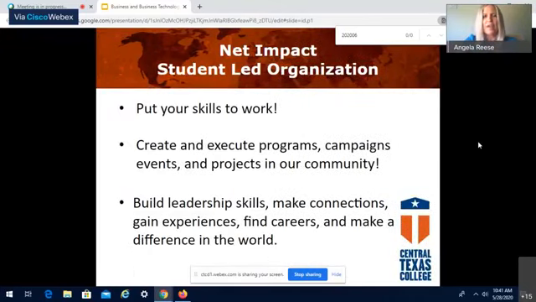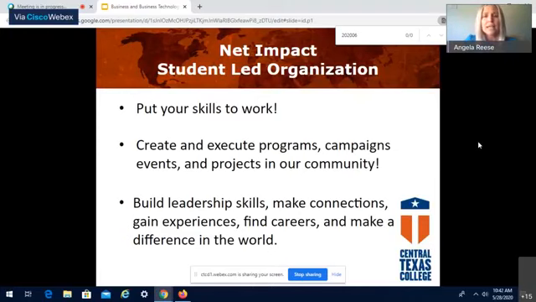We also have an organization called Net Impact. Sometimes people will refer to this as a club, but it is so much more than a club. It is a chance for you, regardless of what your degree program is, to take everything that you're learning in the classroom and apply it. So you're learning skills, and then you're actually putting them to use in the field with the Net Impact organization.